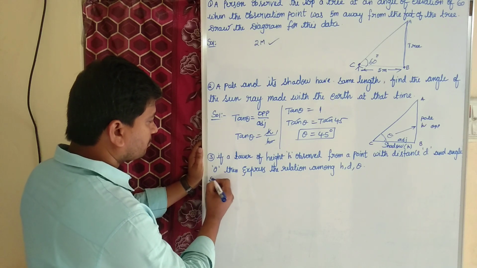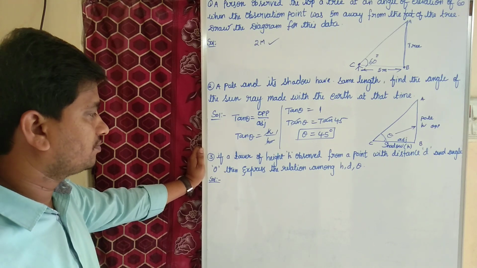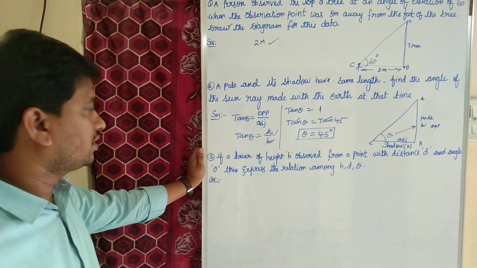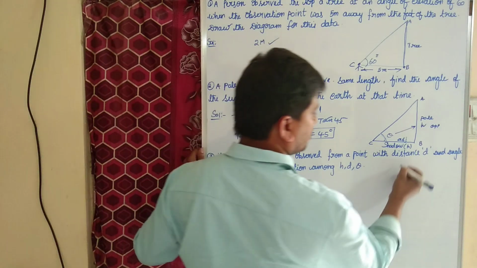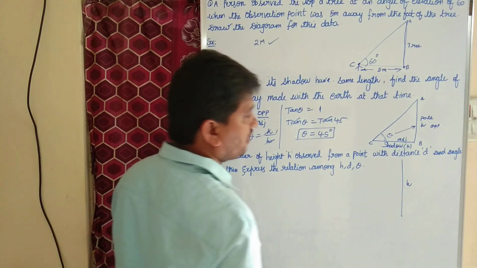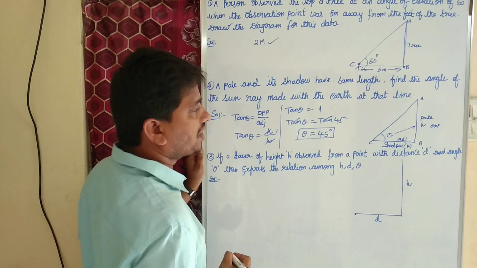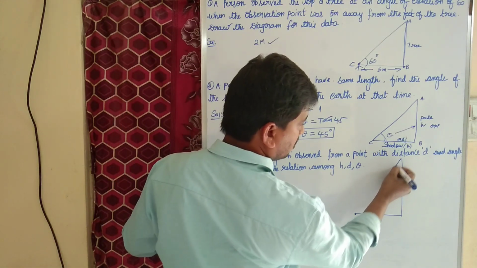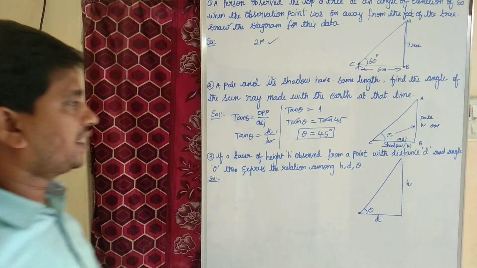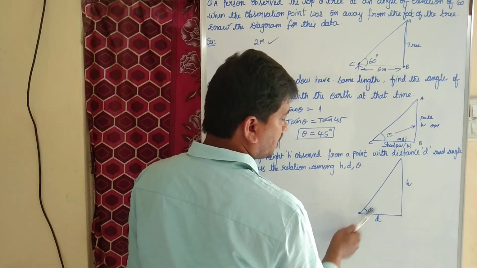Now coming to question number 3. If a tower of height h is observed from a point with distance d and angle theta, then express the relation among h, d, theta. This is our tower whose height is h, observed from a point with a distance d. This is our point with a distance d, and the angle is theta, right? We need to express the relation among h, d, theta.